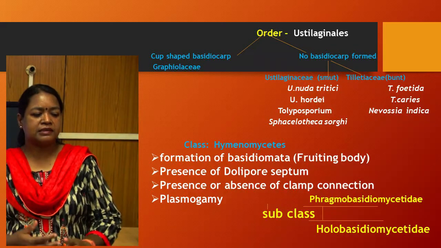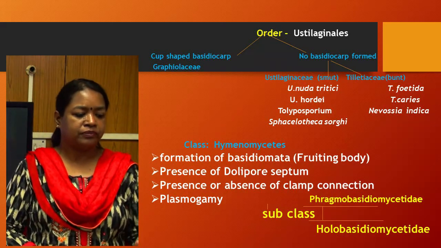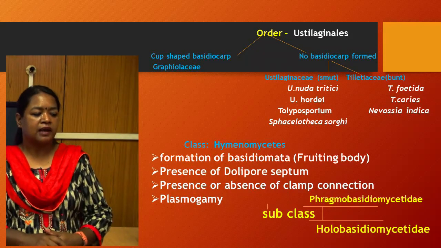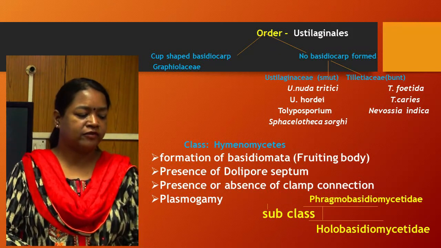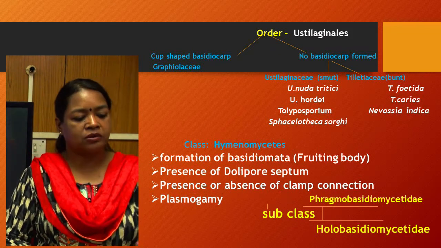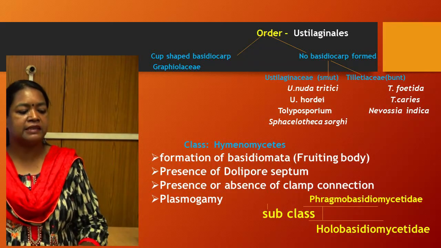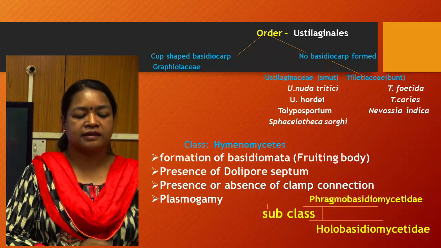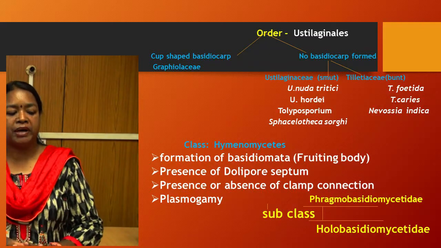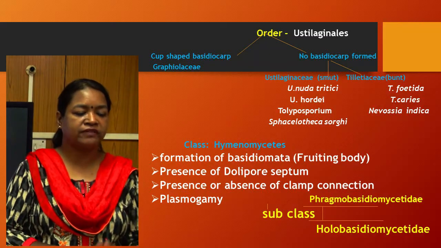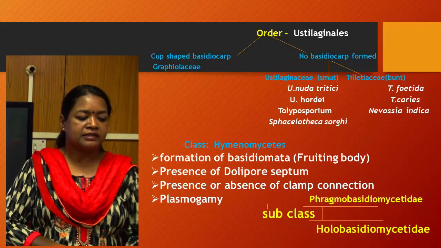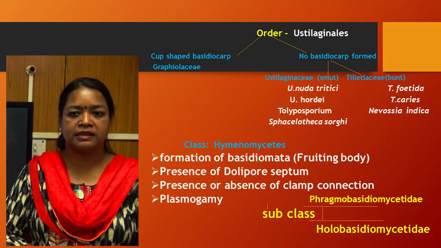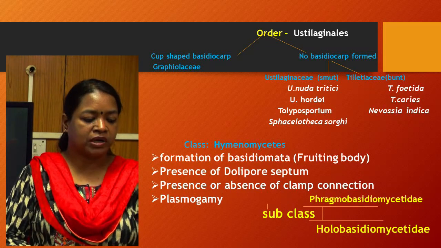In the order Ustilaginales, three families are there. The first one is Graphiolaceae, which has cup-shaped basidiocarp, and no basidiocarp is formed in the other two families, Ustilaginaceae and Tilletiaceae. Ustilaginaceae is the smut fungi and Tilletiaceae is the bunt fungi. Important genera in the smut fungi are Ustilago nuda tritici and Ustilago hordei. Ustilago nuda tritici is the causal organism of loose smut of wheat.